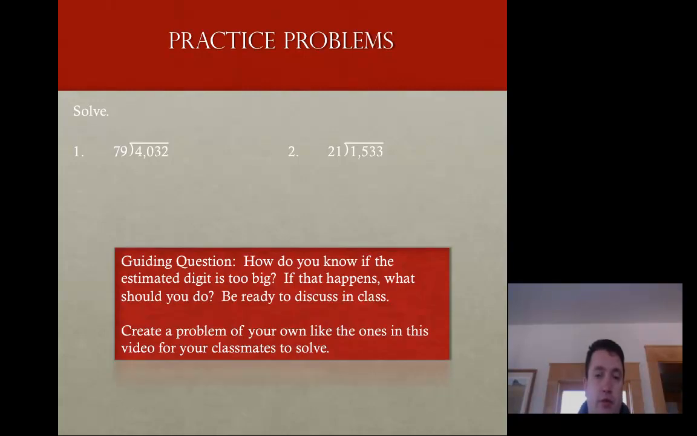Here's your guiding question for the night. How do you know if the estimated digit is too big? If that happens, what should you do? And just make sure you're ready to discuss that. And then I would like you to create another problem of your own. Remember, this should have a 2-digit divisor, and there should be 4 digits inside the dividend when you are doing this.